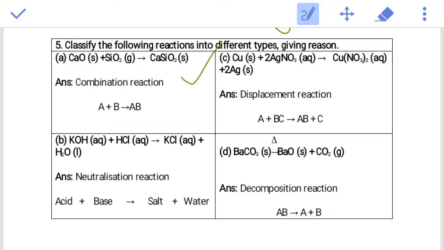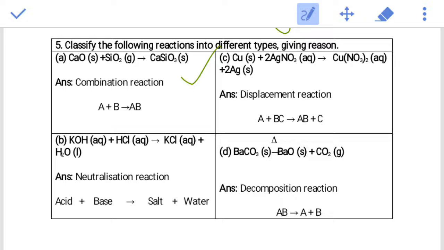Next one, B part. In the B part, KOH, aqueous. Here AQ is aqueous. Aqueous means anything you dissolve in water is called an aqueous solution. Just like if you are dissolving sugar in water, we call it an aqueous solution of sugar. HCl, again in bracket it is AQ, aqueous. Aqueous means we are dissolving HCl in water.